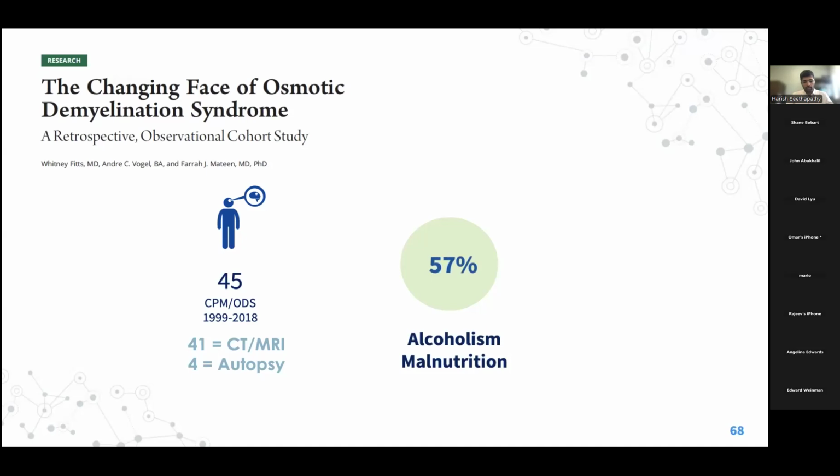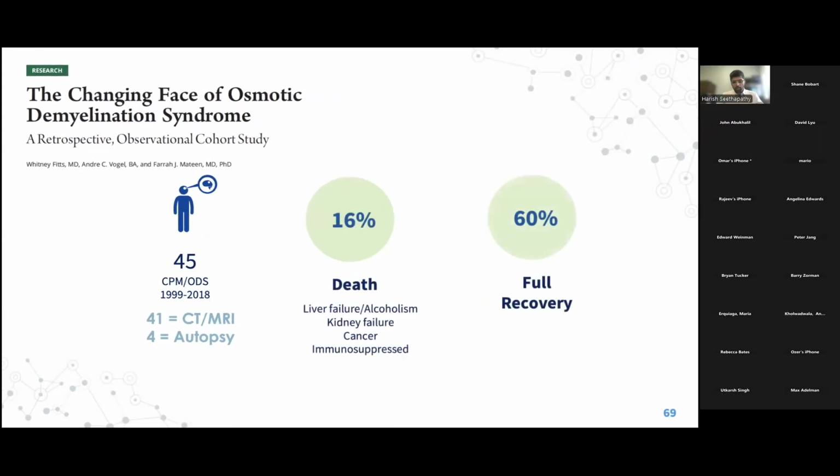The sodium was greater than 130 in three-quarters of this cohort. 57% of the cohort had the risk factors that were described originally, like alcoholism and malnutrition. And importantly, 60% made a full recovery. 16% died, but those deaths were due to things like liver failure, alcoholism, kidney failure, and cancer.